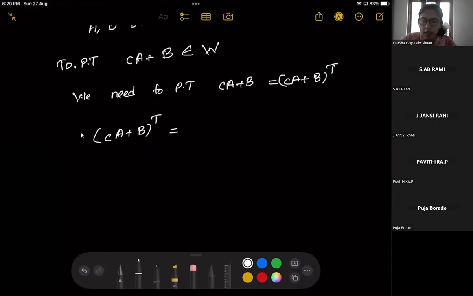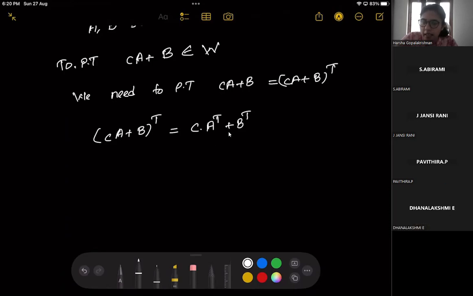We know the basic operations in matrices. We can just split it, right? c times A transpose plus B transpose. You can just verify how it is coming. So (cA + B) transpose will be cA transpose plus B transpose.